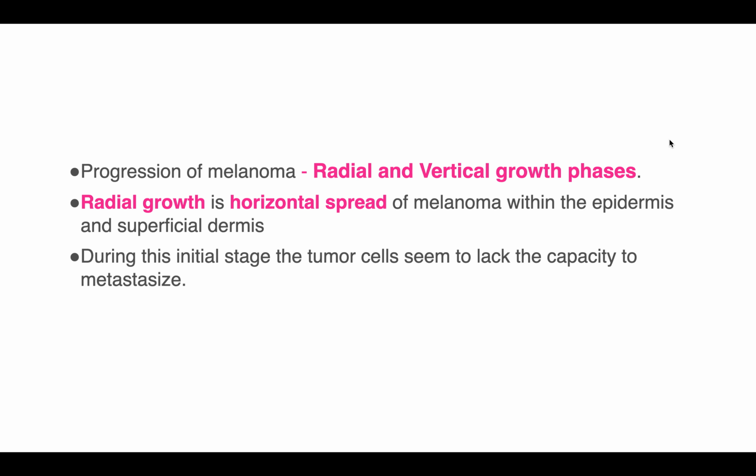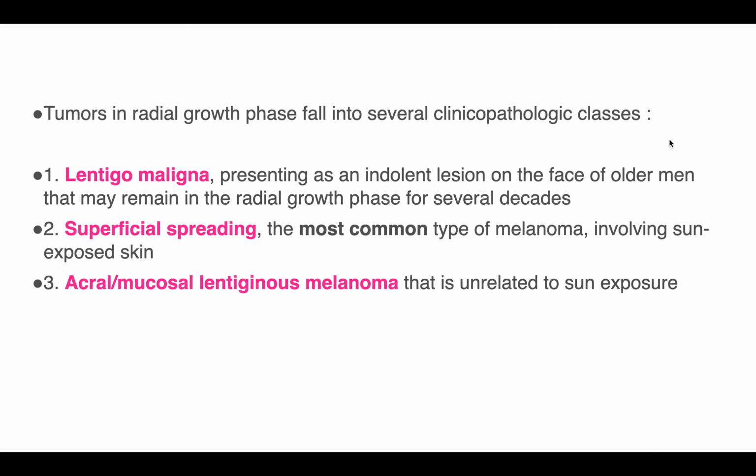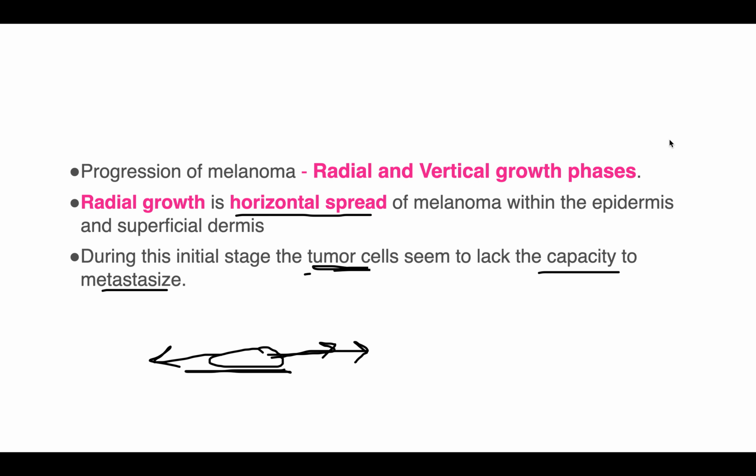Now, how does melanoma progress? Firstly, there is a radial growth phase, then there is a vertical growth phase. Firstly, it will grow horizontally, that is the radial growth phase. That means it will grow into the surrounding epidermis and somewhat into the superficial dermis only. Here it seems that the tumor cells lack the capacity to metastasize. Then the second phase is the vertical growth phase, in which the tumor grows vertically into the deep dermis.